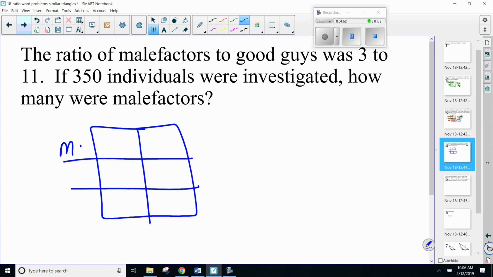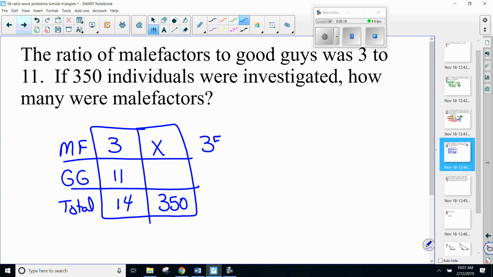So you have male factors to good guys was 3 to 11. If 350 individuals were investigated, where does that go? Bottom right. 350. So that's the total number of gentlemen that we are looking at. What is the total in the first column? 14. They want to know how many were male factors.